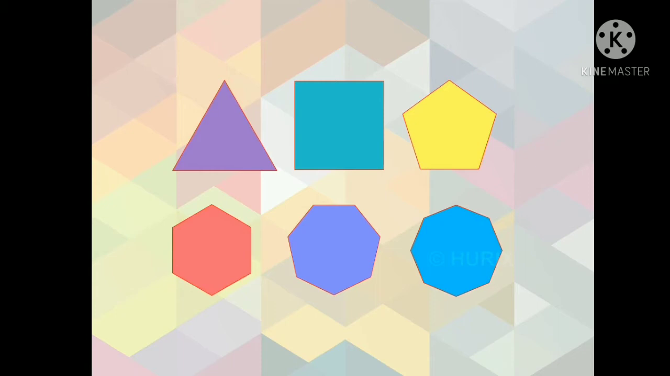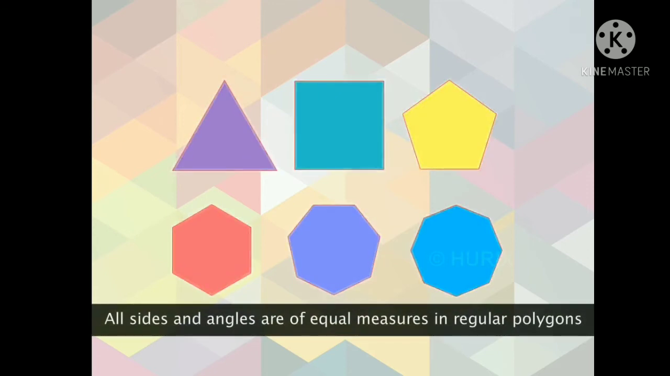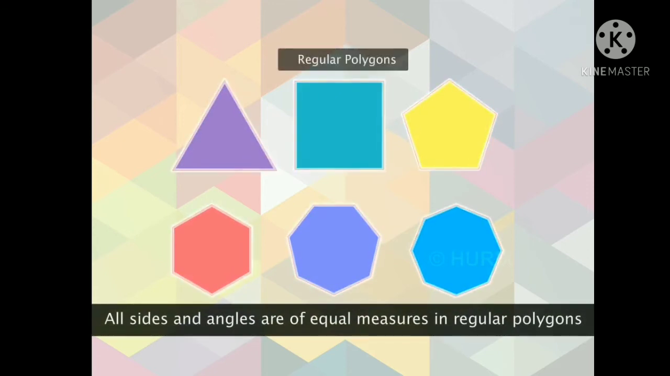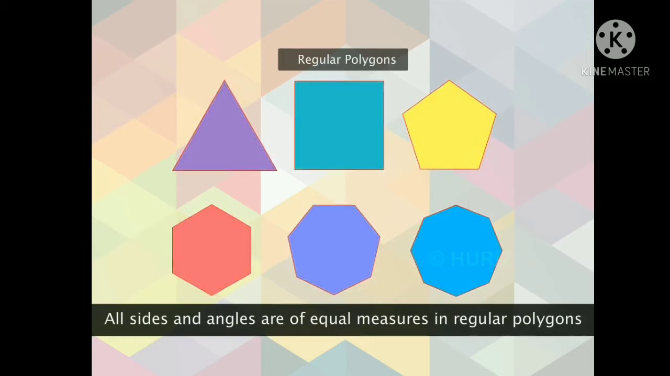Convex polygons are further classified as regular and irregular polygons. All sides and angles are of equal measures in regular polygons. Let's explore the relation of the number of sides and the sum of interior and exterior angles in a triangle.